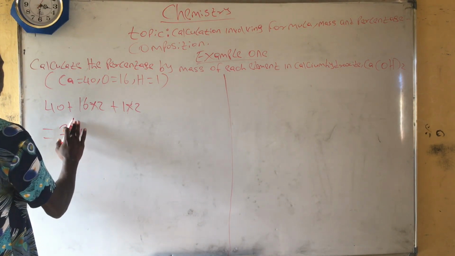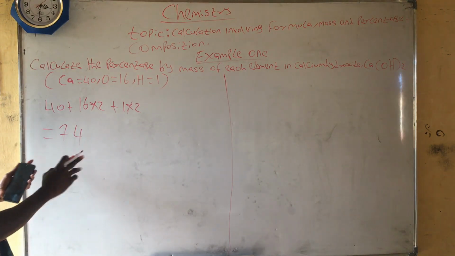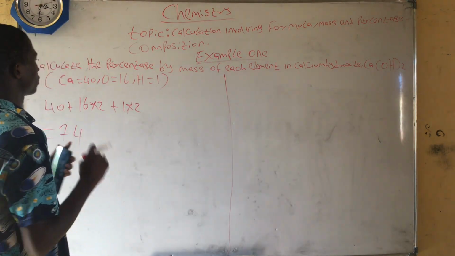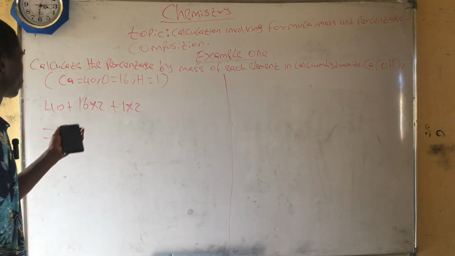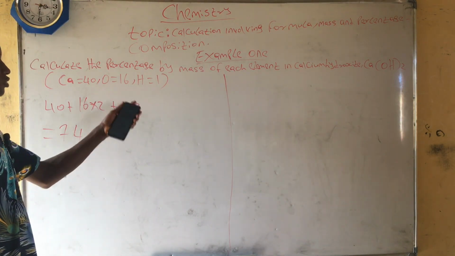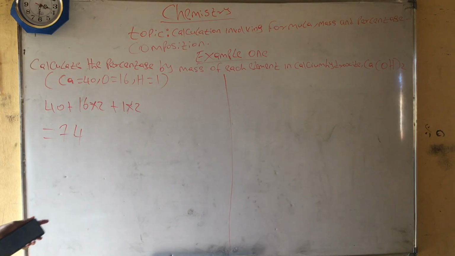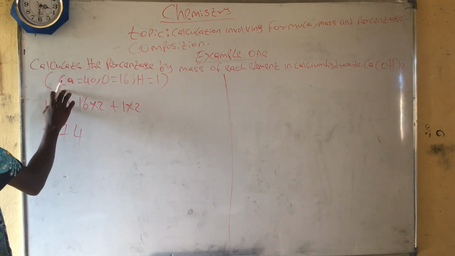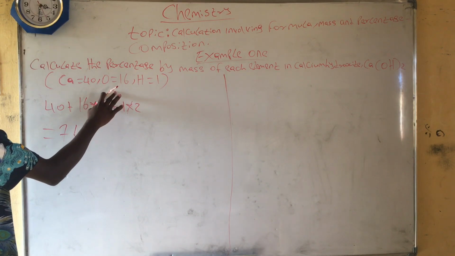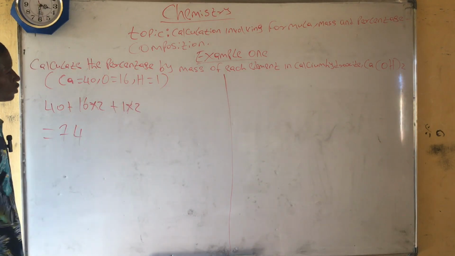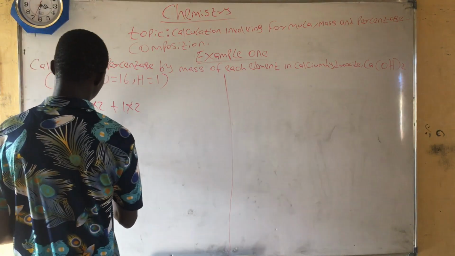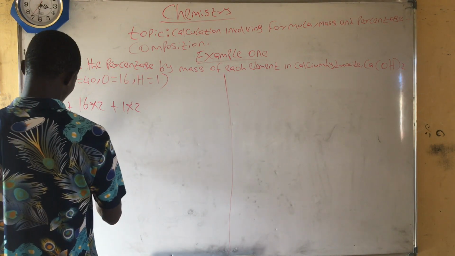This means that 74 grams of calcium hydroxide contain 40 grams of calcium, 32 grams of oxygen, and 2 grams of hydrogen. So let us go into the main business now by calculating percentage composition, starting with calcium.